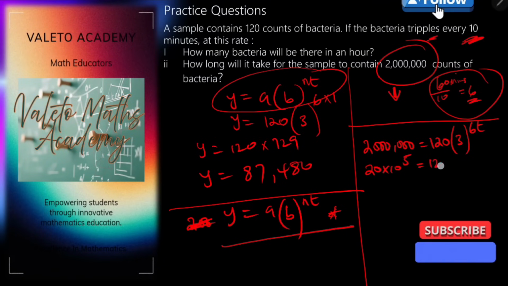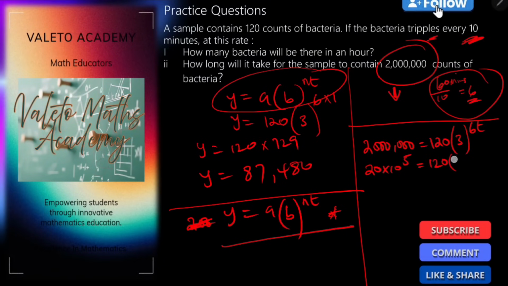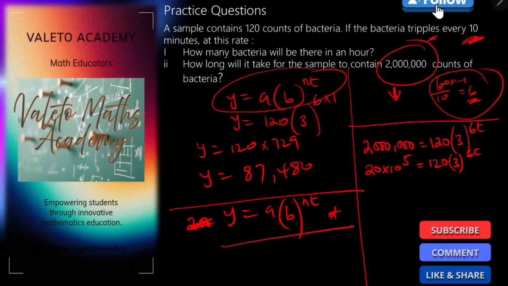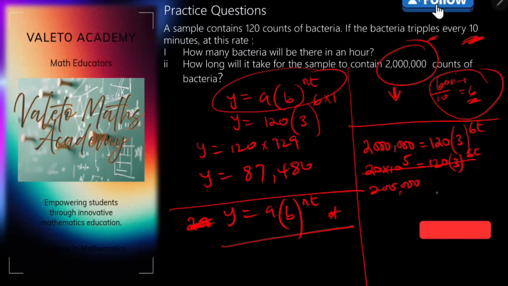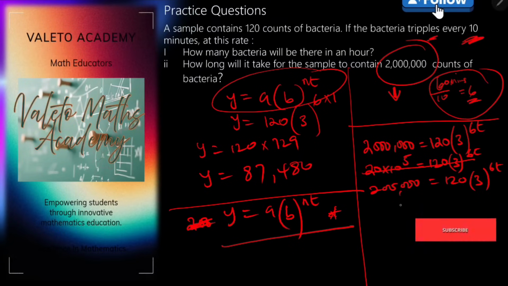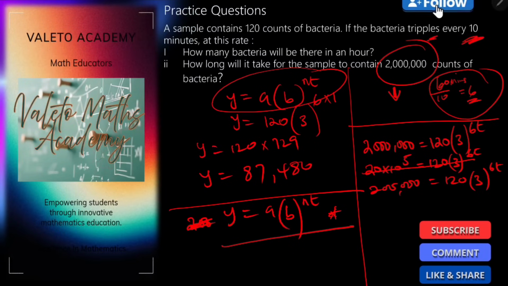But in order to avoid confusing anybody, we can leave it at 2 million. So if we say 2 million is equal to 120 into 3 raised to the power 60, we can divide both sides by 120 and then see what we have left.